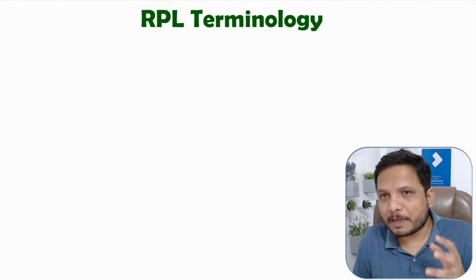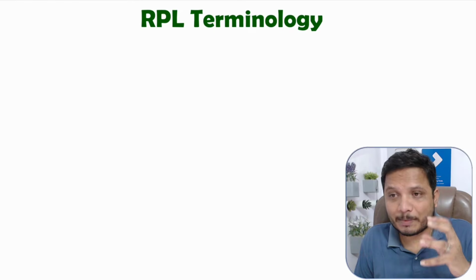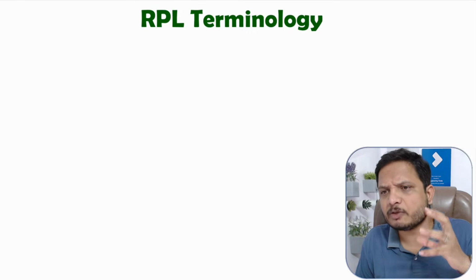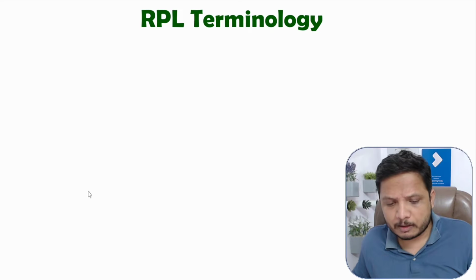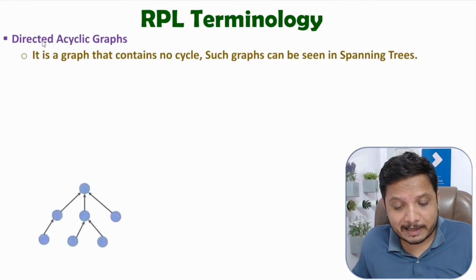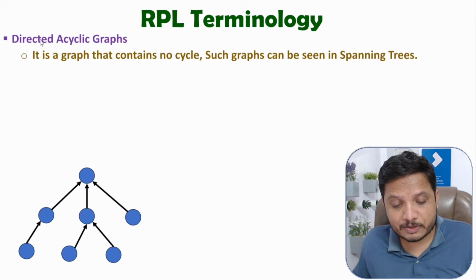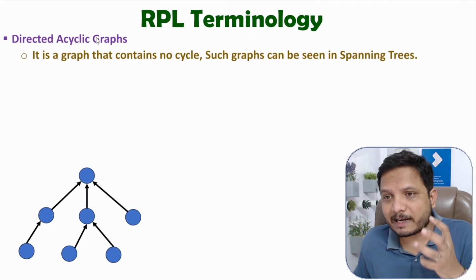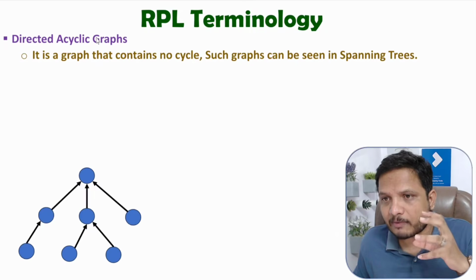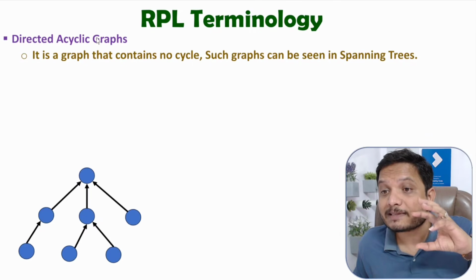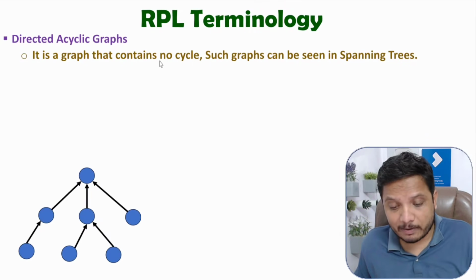To understand the RPL protocol, first you'll have to understand the RPL terminologies. Let me explain those terminologies quickly. The first terminology is directed acyclic graph, in short also referred to as DAG. What is the meaning of directed acyclic graph? It is a graph which does not have any cycle, meaning it does not have any closed loop.